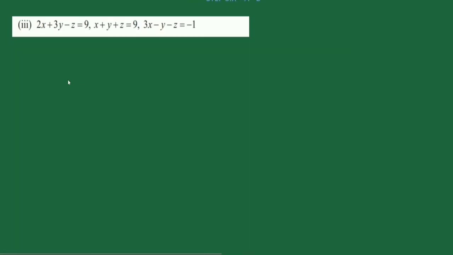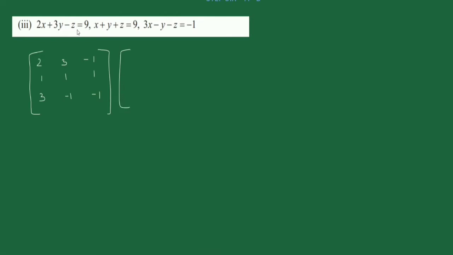First, you have to write the matrix form. This is actually the set of linear equations in the Cartesian form. So the matrix form is: first write the coefficient matrix, 2, 3, minus 1. Second row 1, 1, 1. Third row, the coefficients 3, minus 1, minus 1. This is called the coefficient matrix. This is a square matrix, 3 rows and 3 columns. The first condition is that the coefficient matrix should be a square matrix. So that is satisfied.